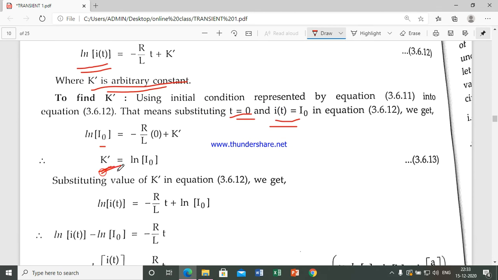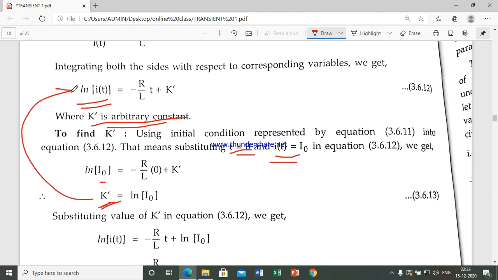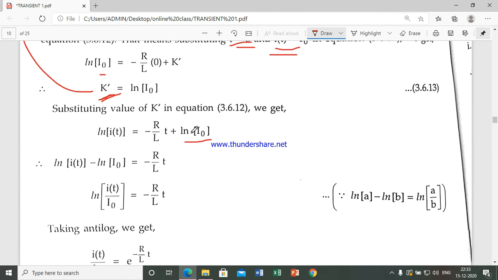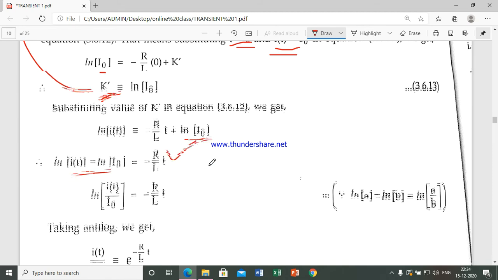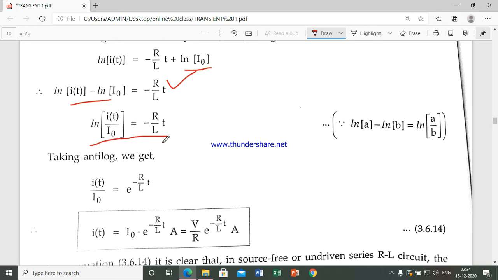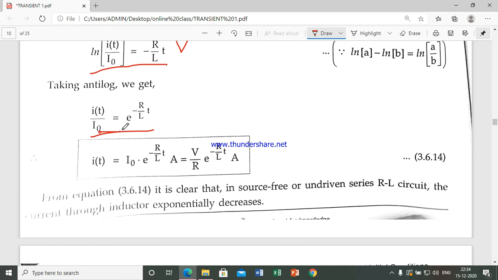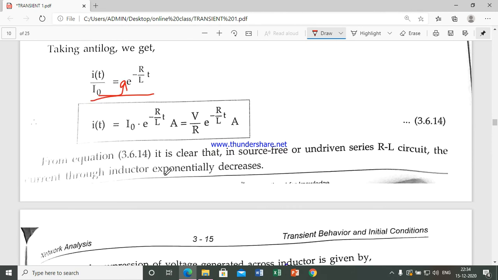We got the k dash value. Substitute the value of k dash in the above expression, and you can write ln of I naught. Then rearrange: take ln i(t) minus ln I naught to the LHS, and this is minus R by L of t. You will get ln of i(t) by I naught. So take this to the RHS, and you will get i(t) equal to I naught into e raised to minus R by L of t. I naught is nothing but V by R, so i(t) equals V by R into this expression.